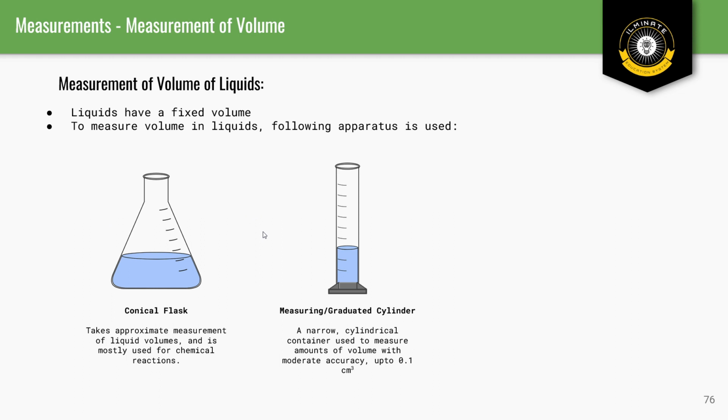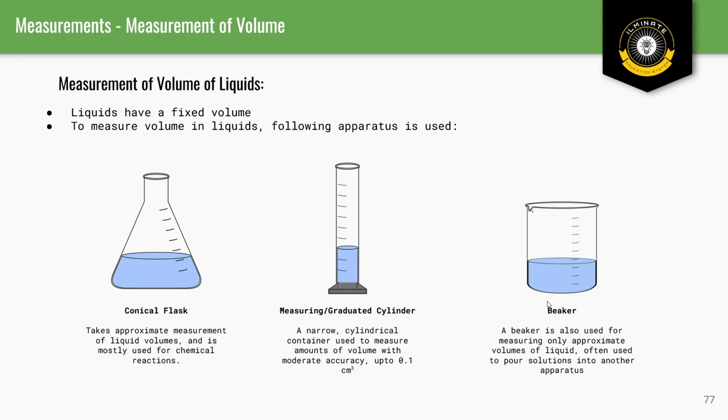Then we have the measuring and graduated cylinder. It's a narrow cylindrical container used to measure the amounts of volume with a moderate accuracy. We cannot say it's too accurate or very lowly accurate, but it usually measures up to 0.1 centimeters cubed. So it's basically an instrument for measurement in which we are not so serious about the amount of volume, and we have to measure up to 0.1 centimeters cubed. So we use a measuring or graduated cylinder.